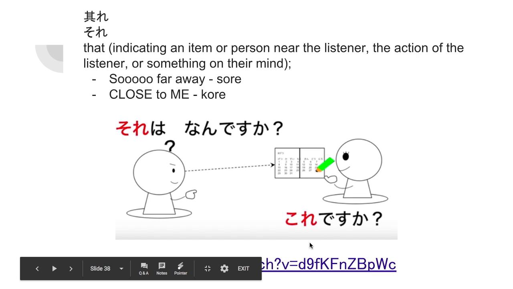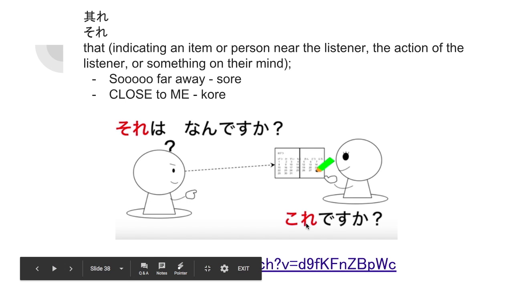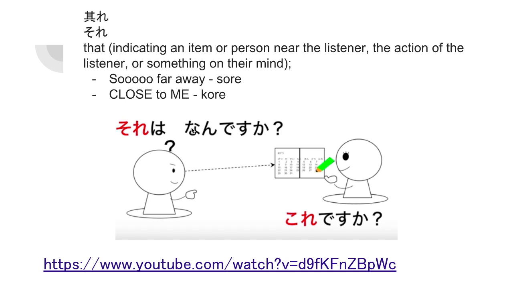Kore wa, I don't know why they phrased it like this. I actually like this phrasing better for using the same sense. Kore wa nan desu? So replacing the sore with kore. Kore wa nan desu ka? What is this? I don't really like that phrasing. I like this phrasing for this sentence because it's a lot more clear.